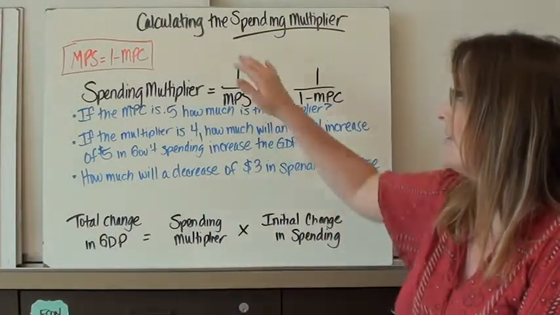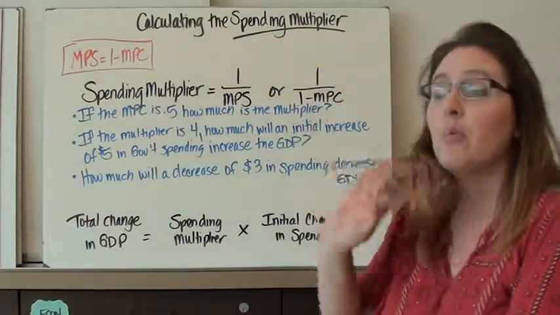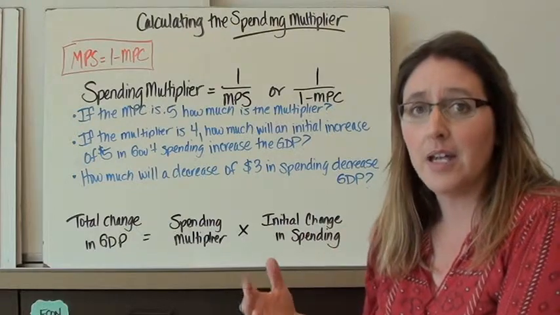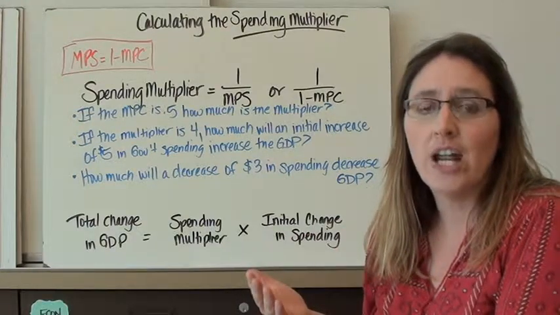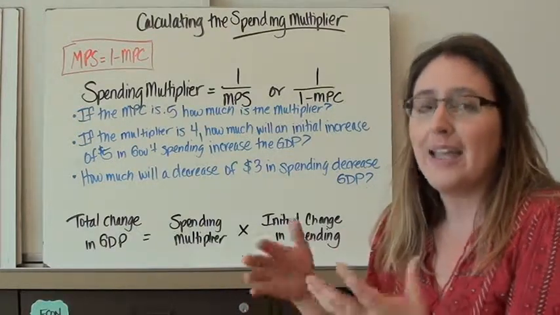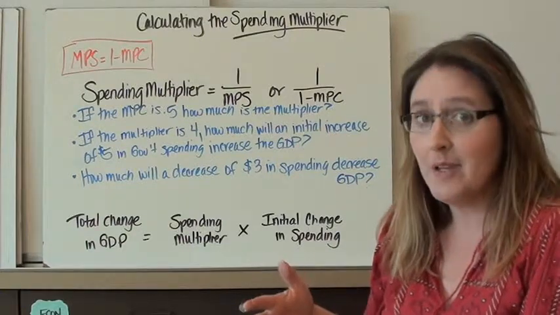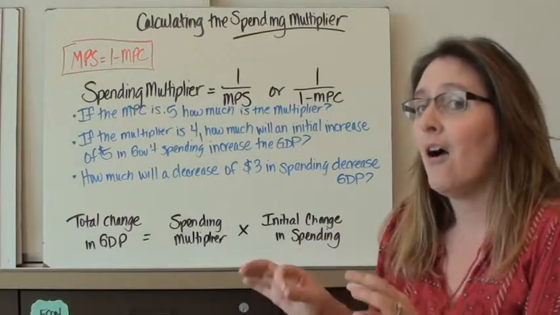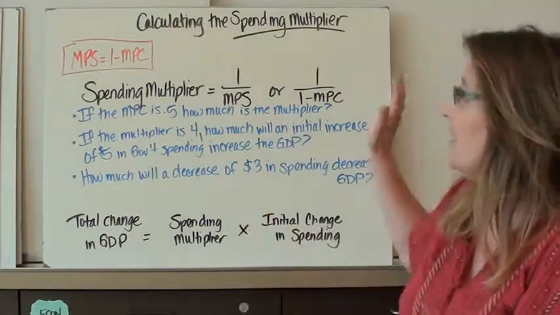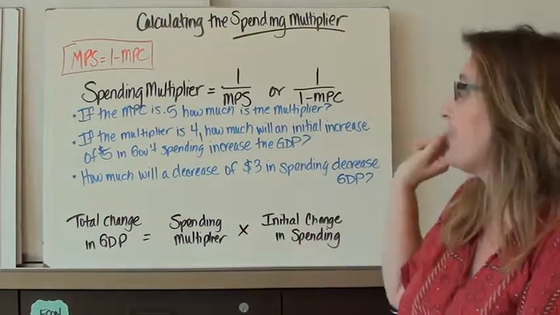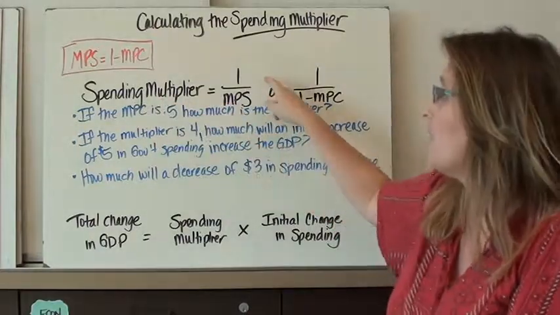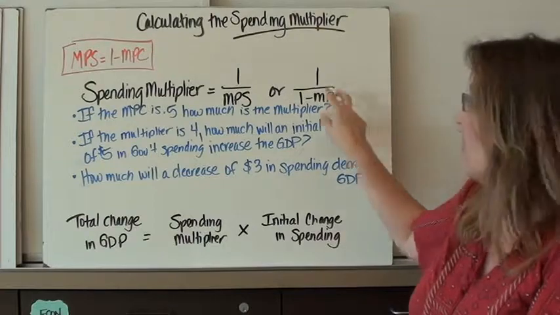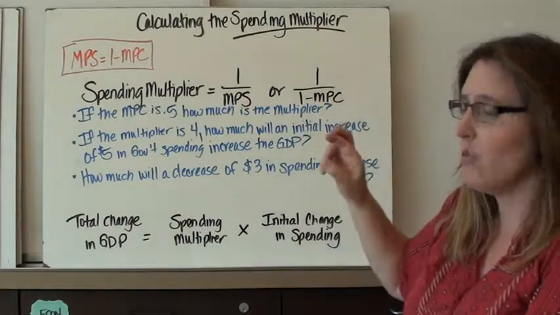With that in mind, let's calculate the spending multiplier. Because remember, our question was, if the government increases spending by 5 million, how much is that going to change AD? It's not going to change it by 5 million, it's going to change it by more than 5 million. And the way to figure out how much it'll be is with this spending multiplier. So the spending multiplier is 1 over MPS, or 1 over 1 minus MPC, because we know when we add MPS and MPC together, they equal 1.